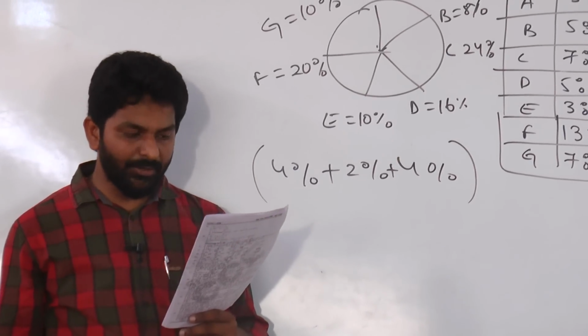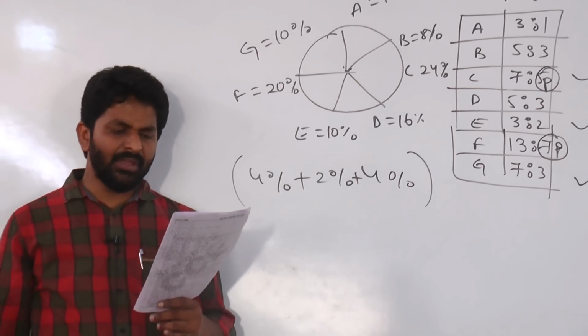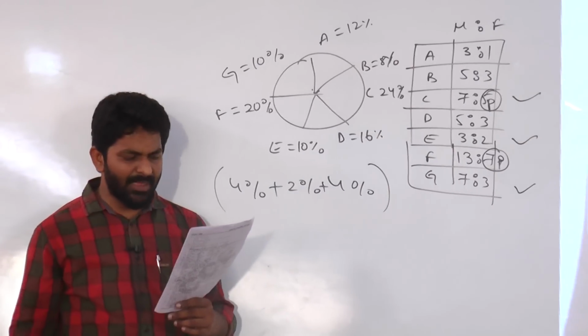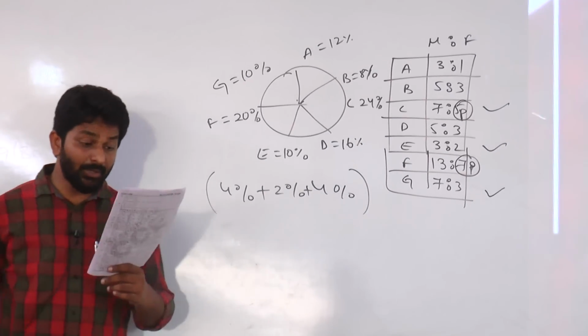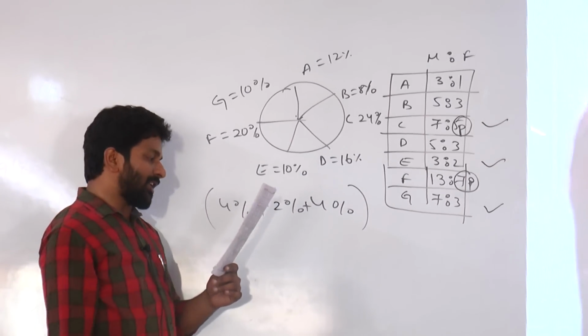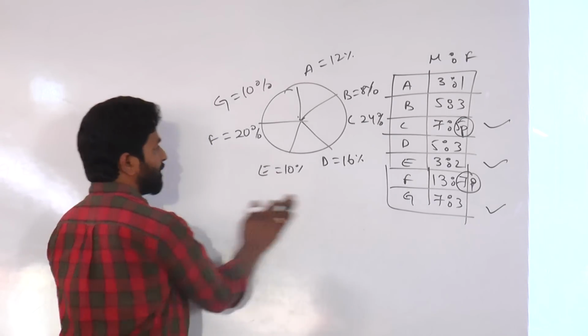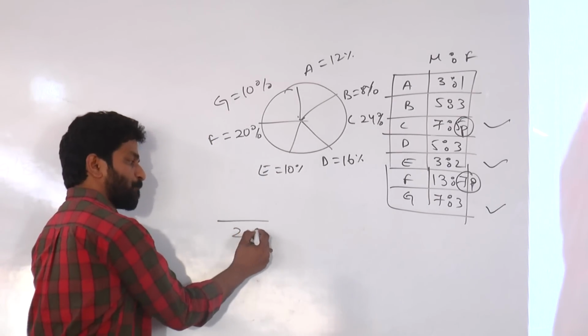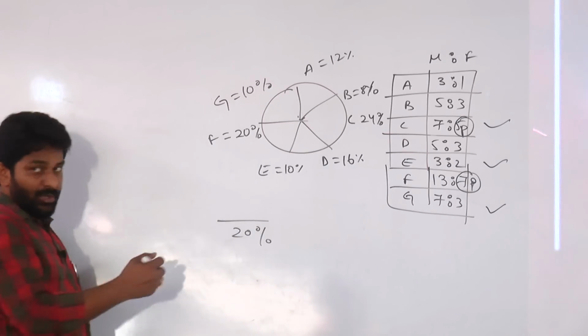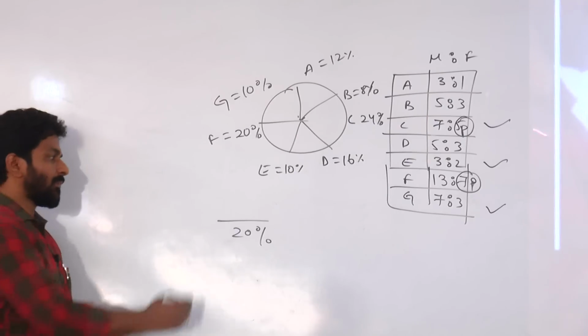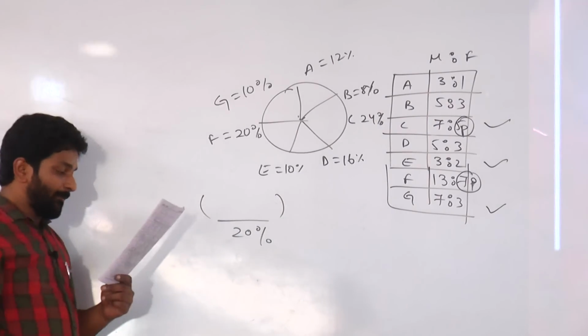41. What is the respective ratio between total number of female in sports club A, B, D and the total number of male in sports club F? From F, what percent we have? 20%. As it is ratio, I will write it as A by B. And in numerator you need to take what?